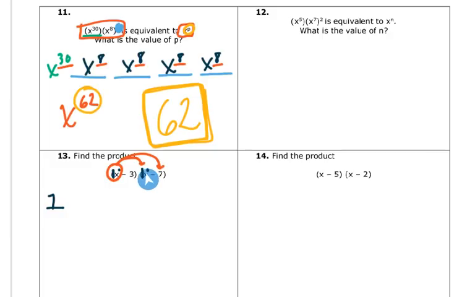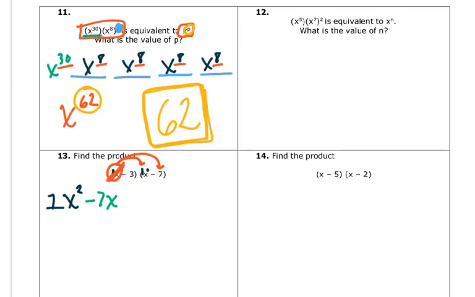X with another x makes x squared. 1 times negative 7 is here. Be careful. That's a negative 7. So 1 times negative 7 is a negative 7. There's an x there, so I keep the x there. So I have now distributed this first piece to both terms. Okay, first one is done.